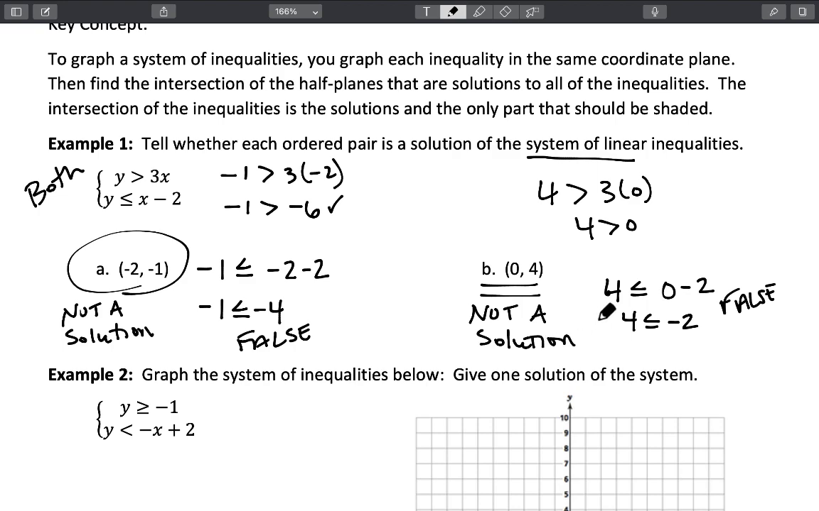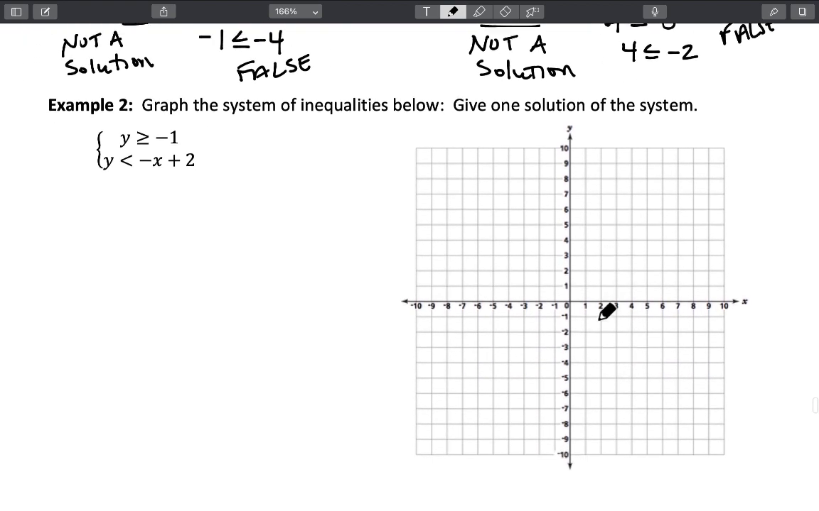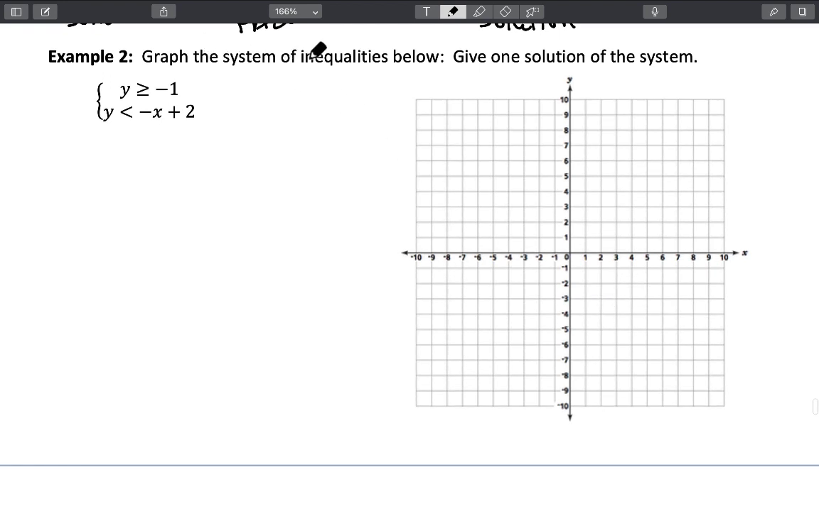All right, well, let's get some examples of what these graphs will look like. Example 2 says to graph the system of inequalities below and give one solution of the system. Let's start off by graphing this first one here, which is y is greater than or equal to -1. So this is a horizontal line, and it's a solid line because it's greater than or equal to. So here is our solid line, and we want everything that's greater than or equal to that -1. So our shading needs to be above that line. So we'll shade in our region up above.